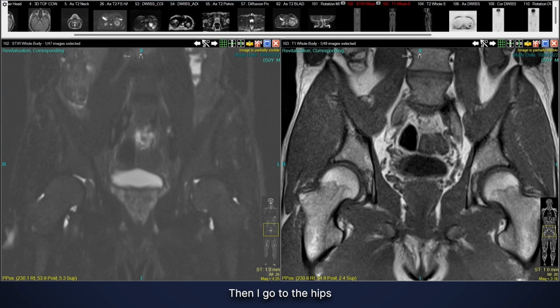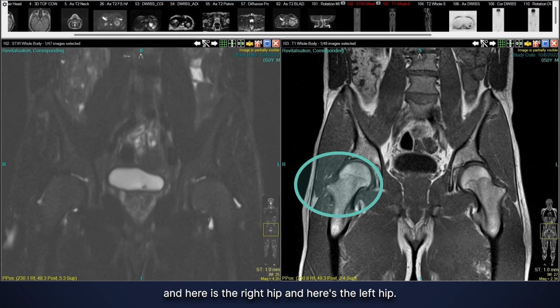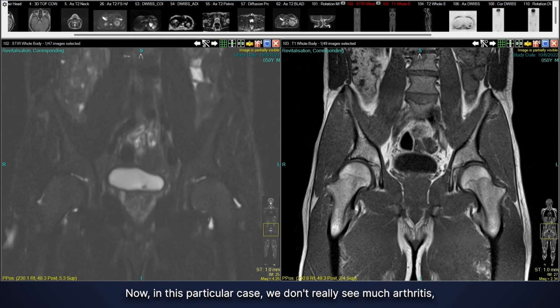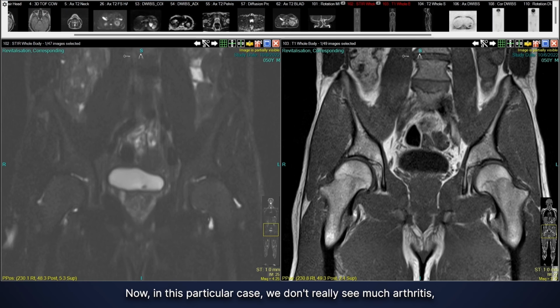Then I go to the hips, and here's the right hip, and here's the left hip. Now in this particular case, we don't really see much arthritis, but what we do see is bony prominence at the head-neck junction of the right femur. And what that can do is predispose to a specific type of hip impingement, and it can hit the labrum here and cause damage. Now, it doesn't mean it will, but it is a risk factor for developing impingement.